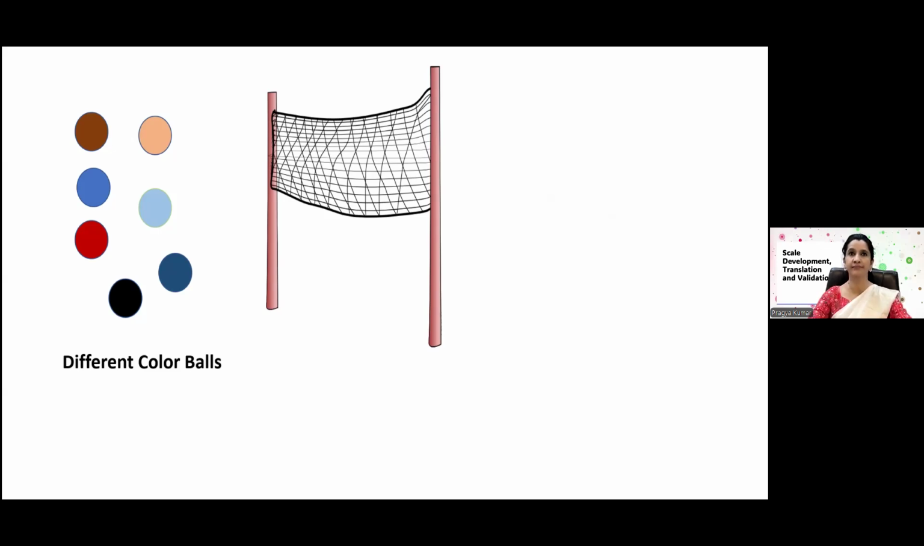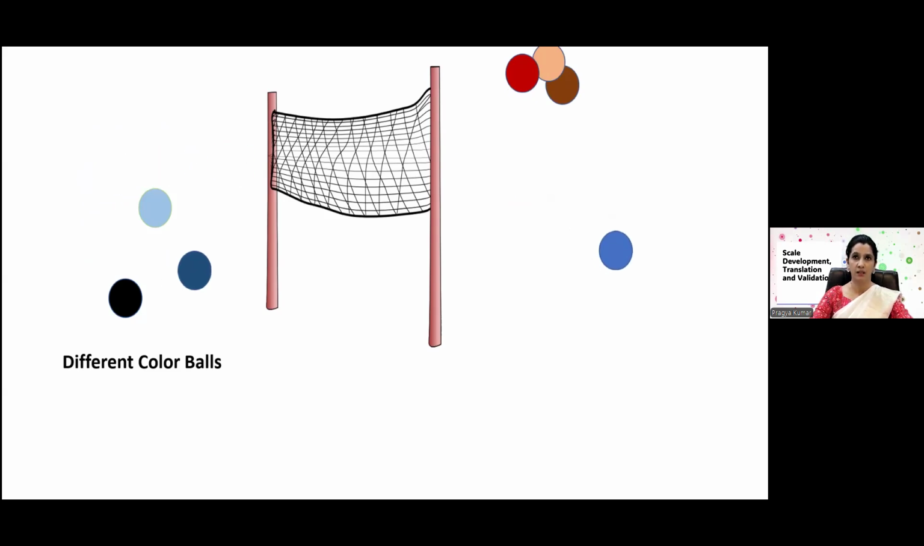Yes. So you can see there is a net and there are various color balls. If I ask you to group these balls, how will you do that? So these brown, beige and red, maybe probably light blue and navy blue again, one category, and this black as a separate category. So again, what you see here in this picture is that there are various colored balls and we have grouped them together.